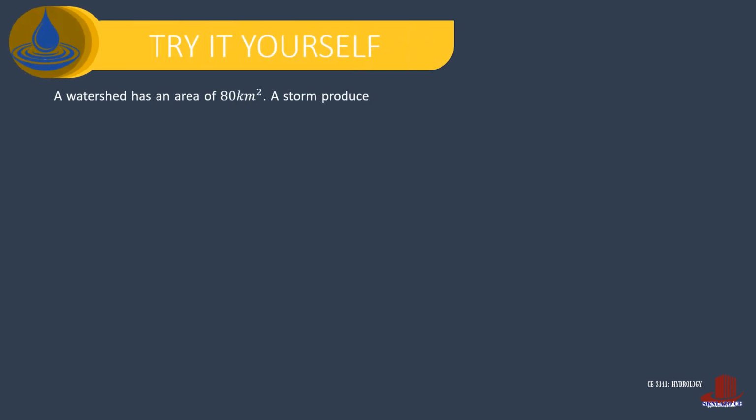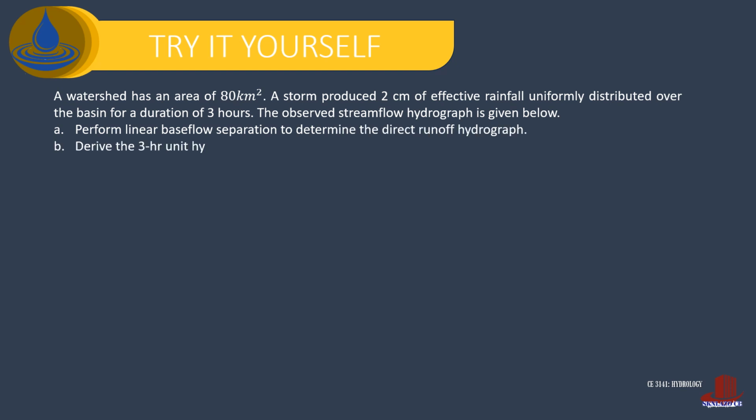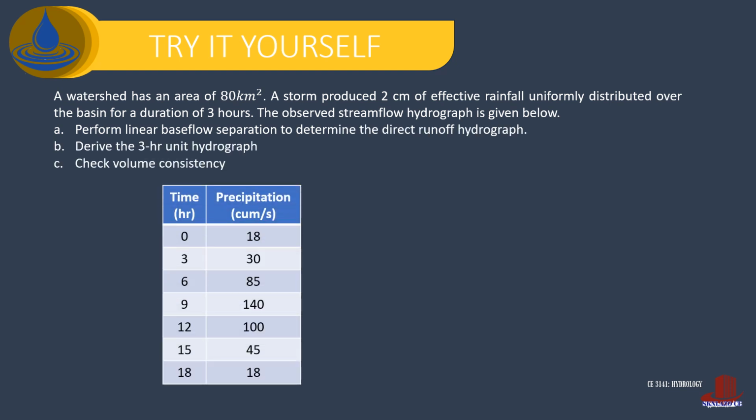This is for you to try. A 3-hour storm with 2 centimeters effective rainfall is observed over a watershed of 80 square kilometers. You are to determine the DRH using linear baseflow separation, ending when the runoff returns to pre-storm flow. You are also to derive the 3-hour unit hydrograph and to check volume consistency.